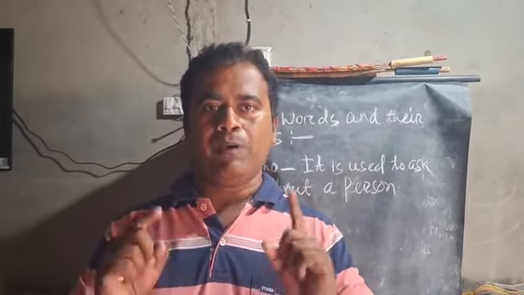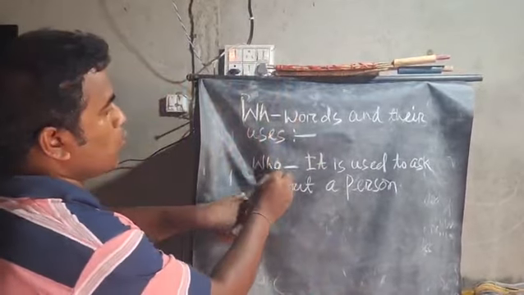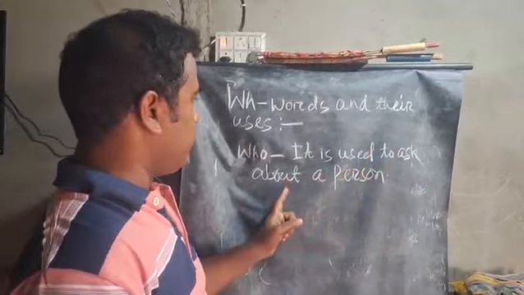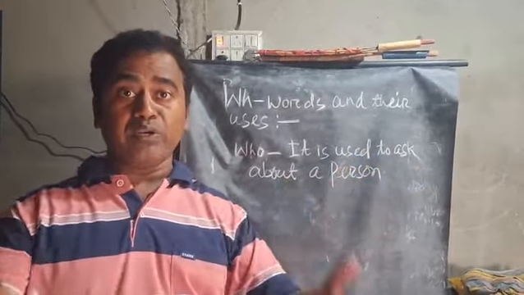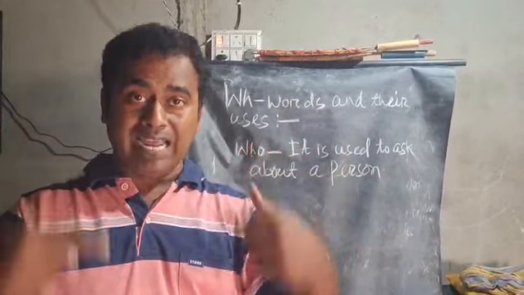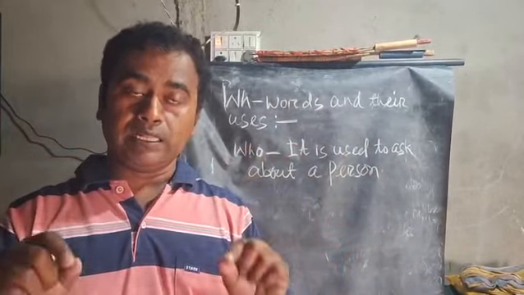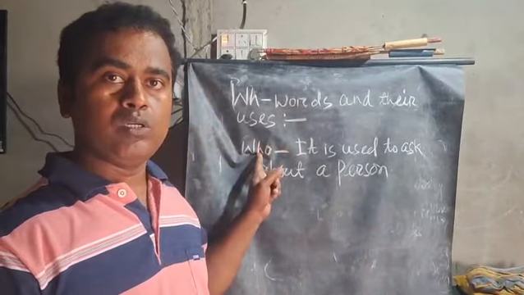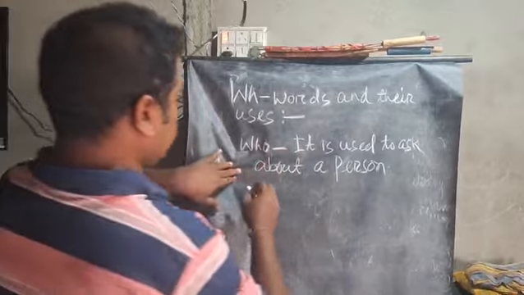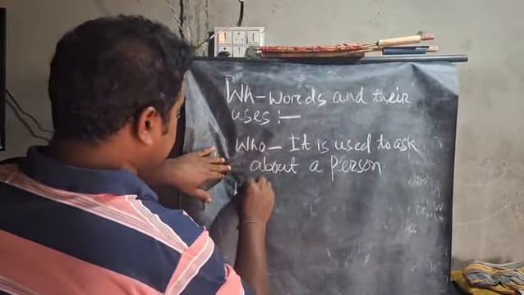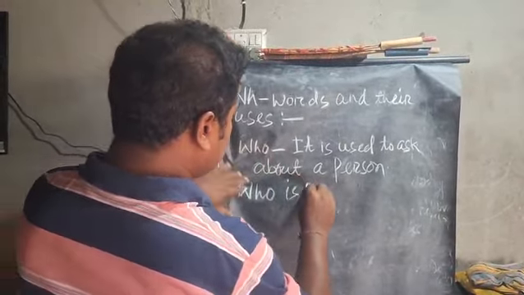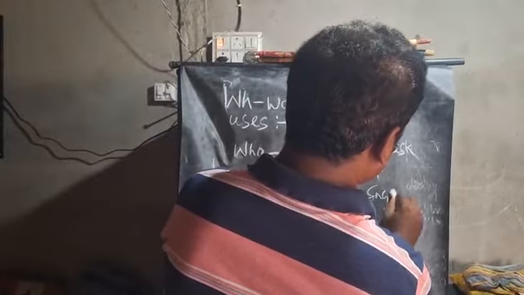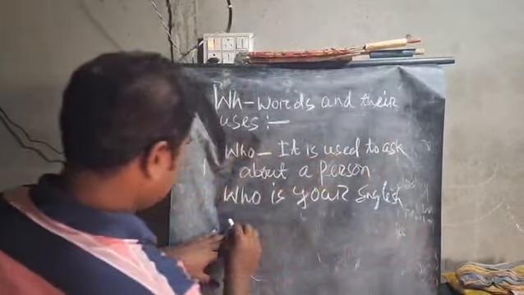Let me explain. The first one is who. WHO, who. It is used to ask about a person. When we know about someone else very deeply, then we use the WH word who. Suppose for an example, who is your English teacher? Who is your English teacher?